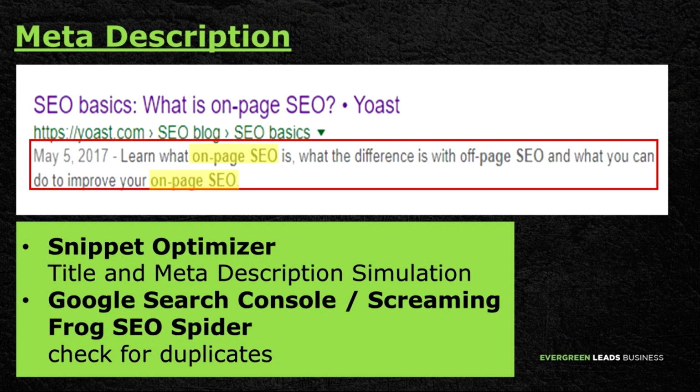So you don't want to be having a duplicate or copying it or cloning from somewhere else and things like that. A duplicate meta description will make all the pages seem as if they're all the same thing. So you don't want to be doing that kind of thing.